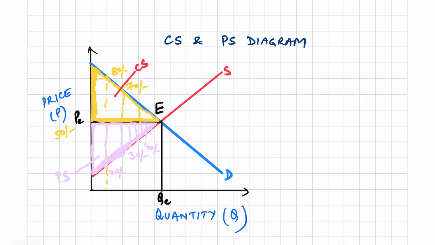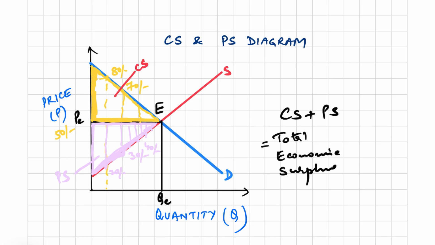And together, consumer surplus, let me take a darker color here. So together, consumer surplus and producer surplus form the total economic surplus in the market. Okay, so at equilibrium, basically at this market price, both the consumer as well as the producer are gaining.